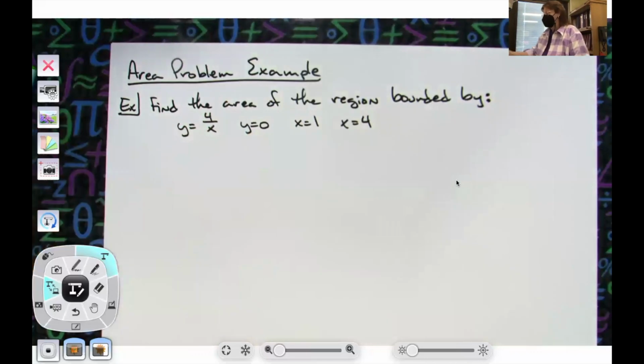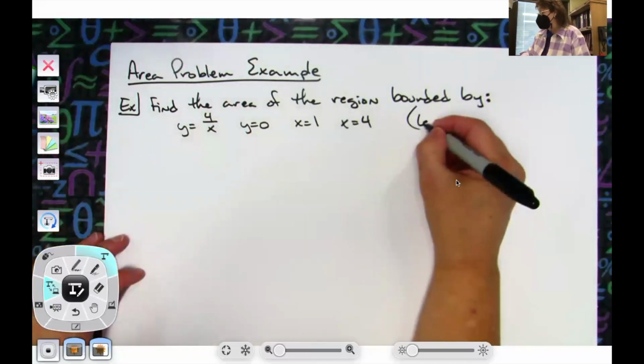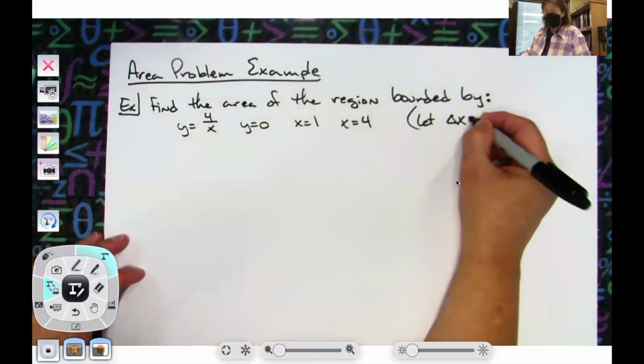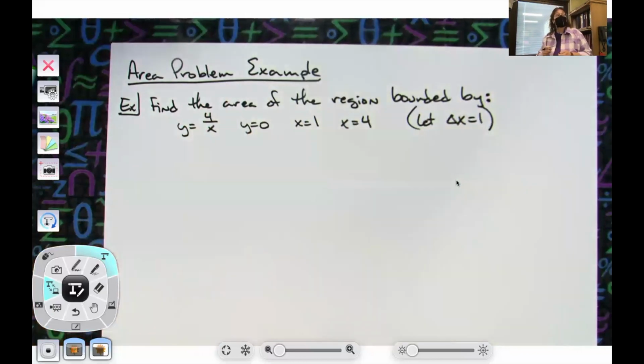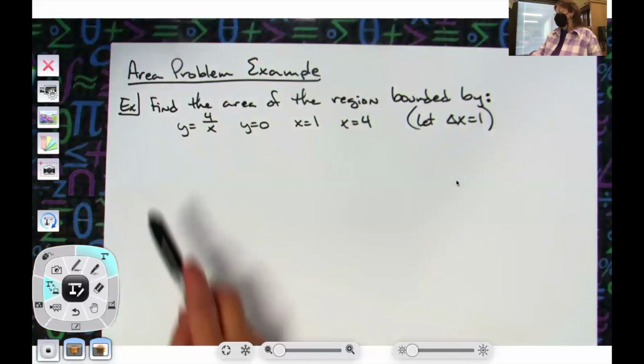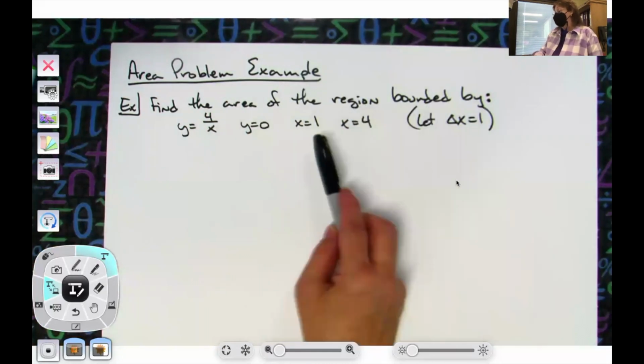All right, and for right now, I'm going to tell you that we are going to let delta x equal 1. Eventually you're going to calculate your delta x, or your distance between your x values, but right now I'm just going to tell you delta x is 1. So you're going to find the area of the region that is bounded by these curves.